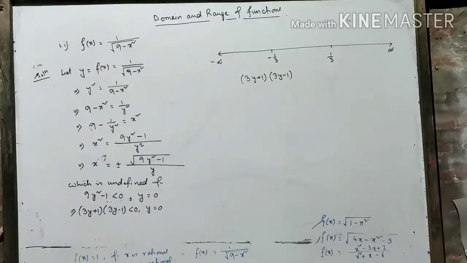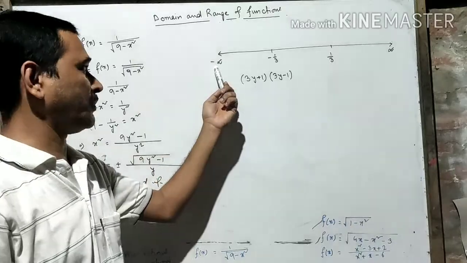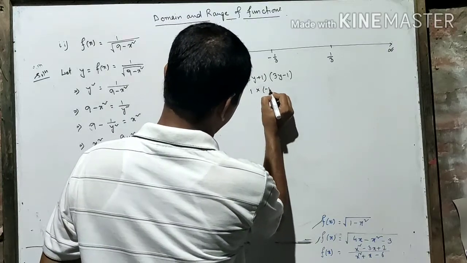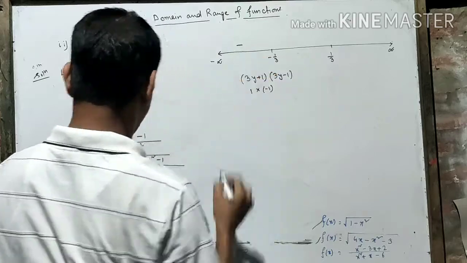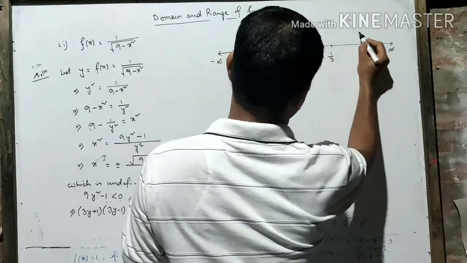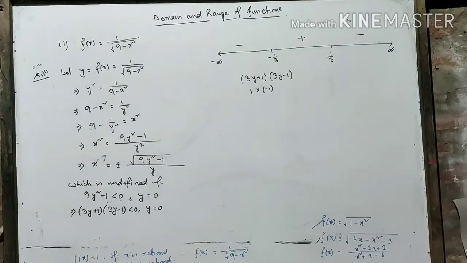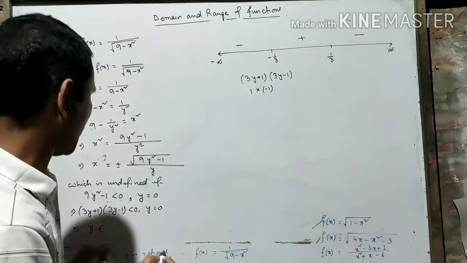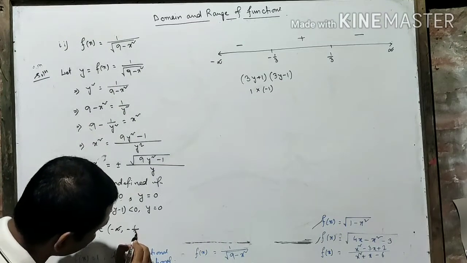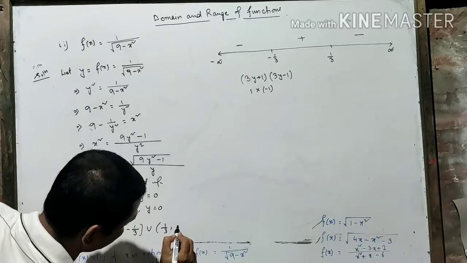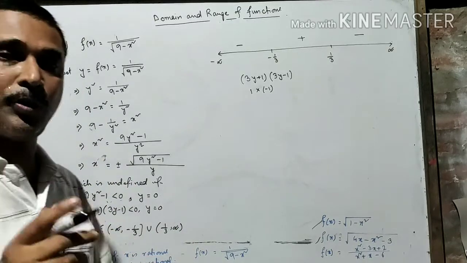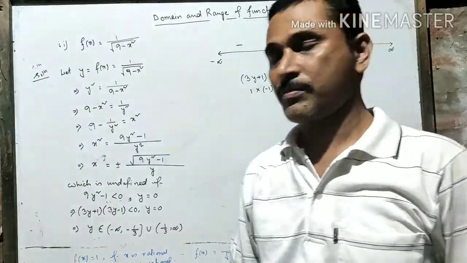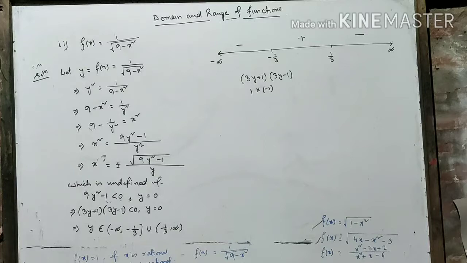Okay. So in this portion, you take any value between minus infinity and minus 1 by 3. 0 lies here. So you take y equal to 0. So this will be 1 into minus 1, which is negative. So the expression is negative in this portion. So it will be positive in this portion and negative again in this portion. Therefore the solution will be y belongs to minus infinity to minus 1 by 3 union 1 by 3 to infinity. Minus infinity and infinity are always taken as open interval because we can never achieve minus infinity or plus infinity.